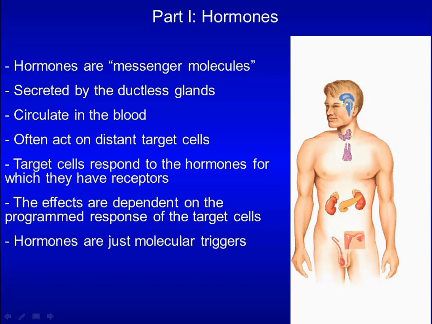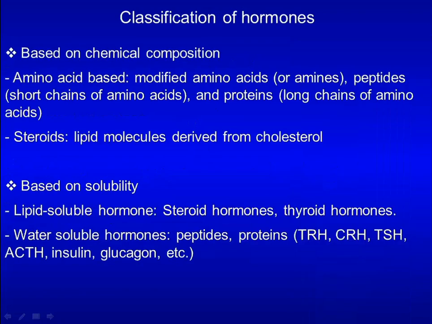Hormones are messenger molecules secreted by ductless glands. They circulate in the blood and often act on distant target cells. They bind to receptors on the target cells. Based on chemical composition, hormones can be classified into amino acid-based and steroids. Amino acid-based hormones include modified amino acids, peptides, and proteins. Steroids include steroid hormones.